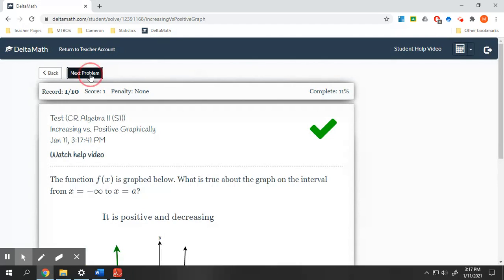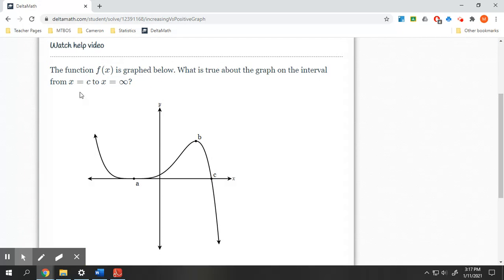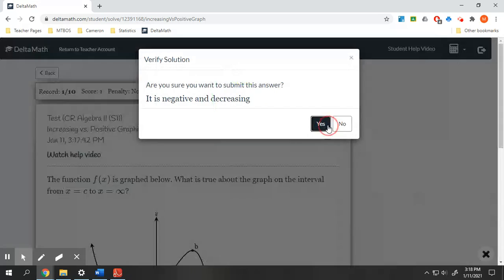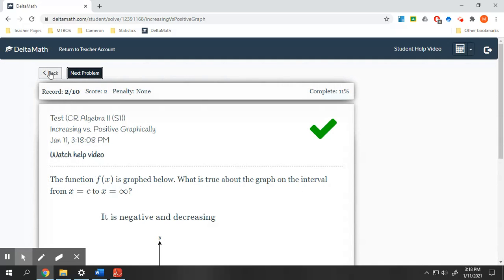All right, let's look at another one like this. This one is going from c to infinity. What is true about this graph? Well, from c to infinity, first off, this is below the x-axis, so I know that this is negative. And then from c to infinity, this is a decreasing interval. So negative and decreasing. All right, so that is the increasing versus positive graphically.